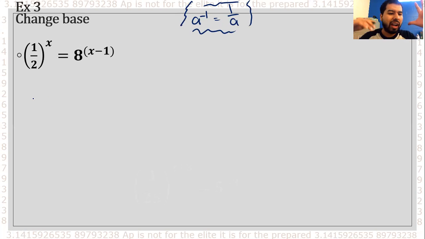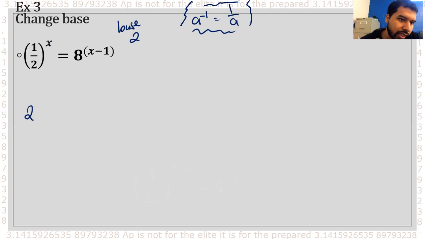Okay, so I have 1/2 and I have 8. So what I want you to know is that there should be a certain value that both of these can have as the base. For me, I'm looking at them and they look even. Well, they're both divisible by 2. So I'm going to say my best bet is 2. So 2 is going to be my new base.